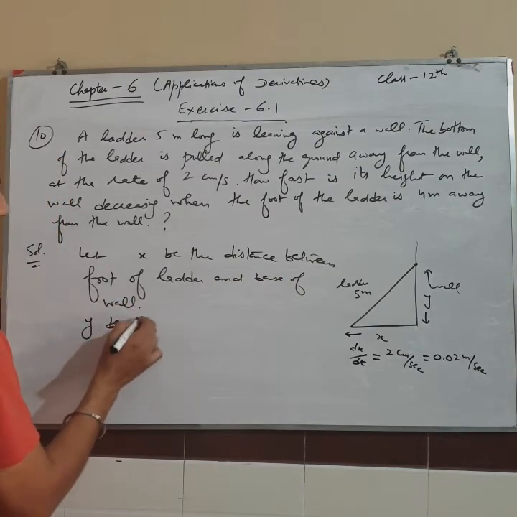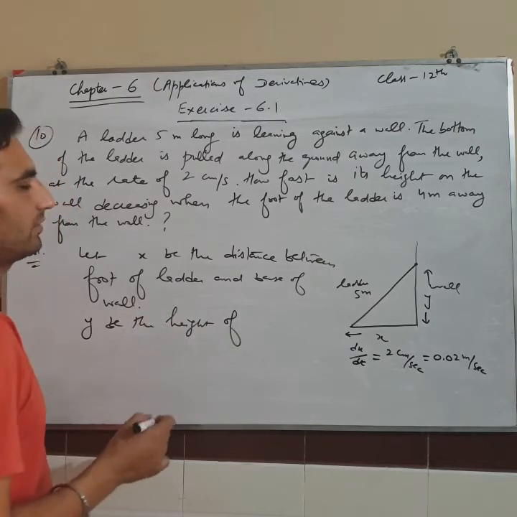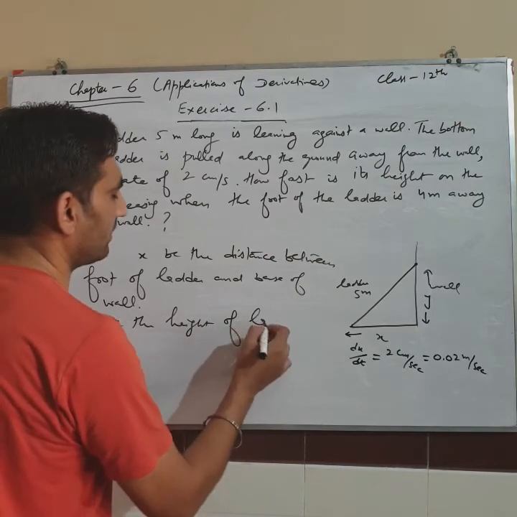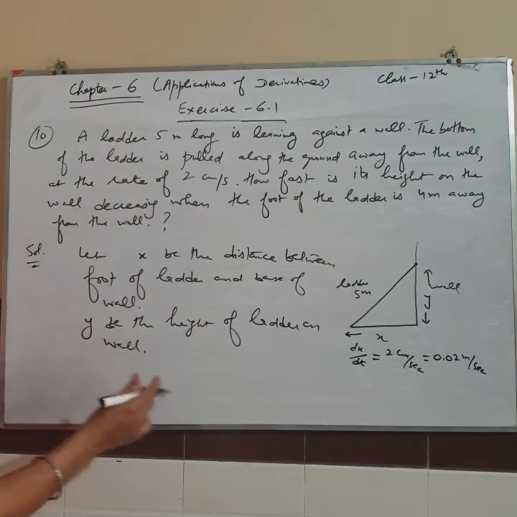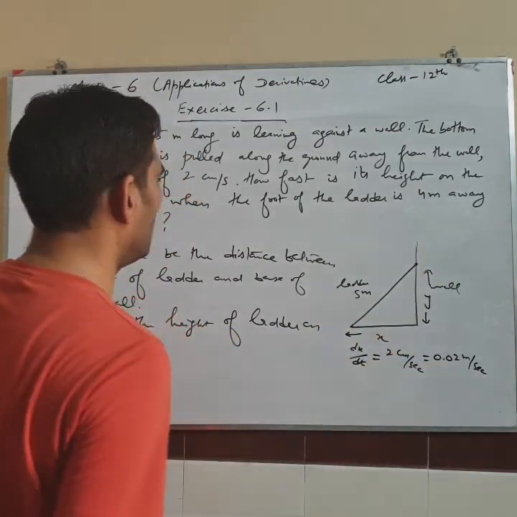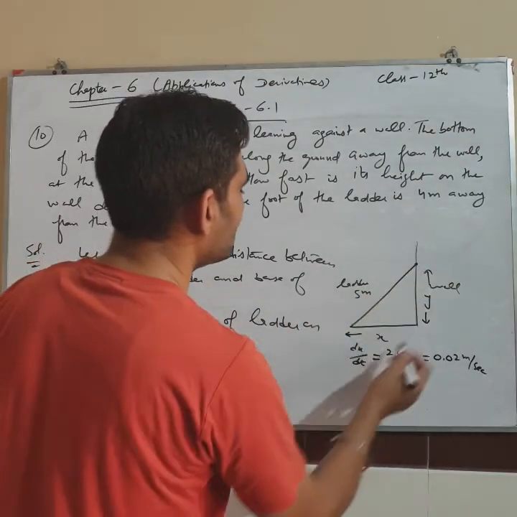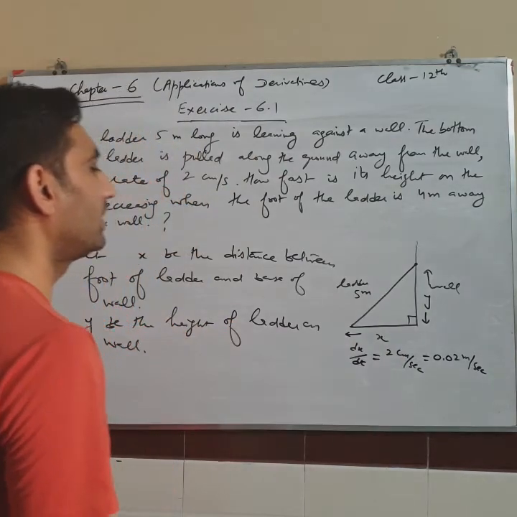Y is the height of the ladder on the wall, or you can say it is the distance between the top of the ladder and the base of the wall. So we have these things given. What about this combination? Since the wall is vertical, here you have an angle of 90 degrees.